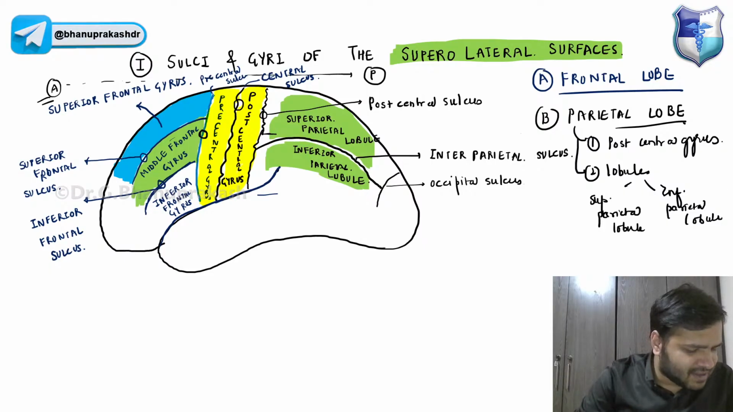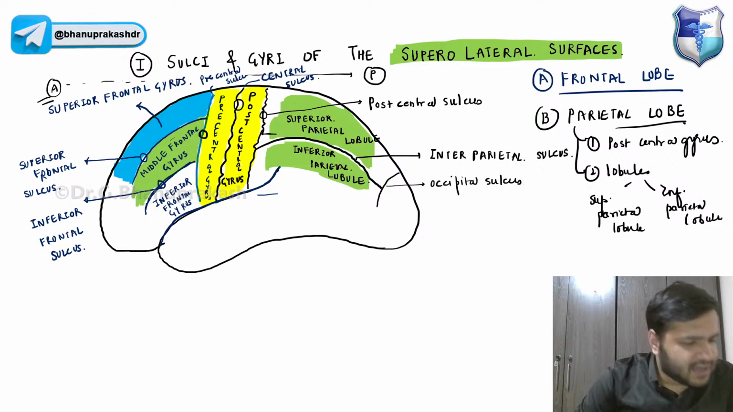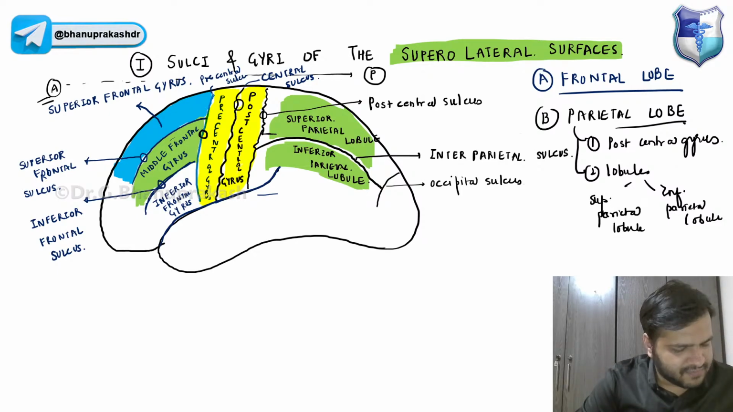Now, if I ask you, the superior parietal lobule and the inferior parietal lobule are divided by which sulcus, guys? Anyone in the chat box? Yes, interparietal sulcus. Very good, Vandana. It is between the interparietal sulcus. Perfect, guys.